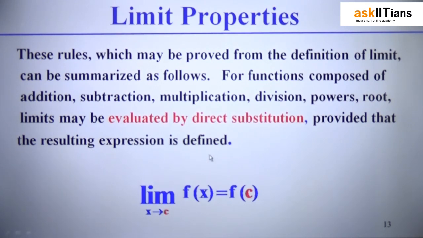In this case, suppose you have different algebraic operations on functions, such as addition, subtraction, multiplication or division of functions. For each and every case you have to keep in mind that the functions must be defined at the value where you are finding the limits. Suppose you have a function f(x) plus g(x), and you have to find its value at x tending to c. So f(x) as well as g(x) both must be defined at x equal to c, and they must give me a finite value. So finding limits by direct substitution will work only when the function is defined at the value where we are trying to find its limit.